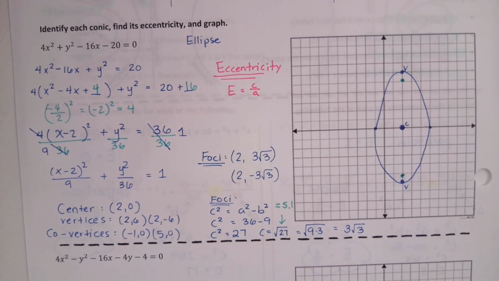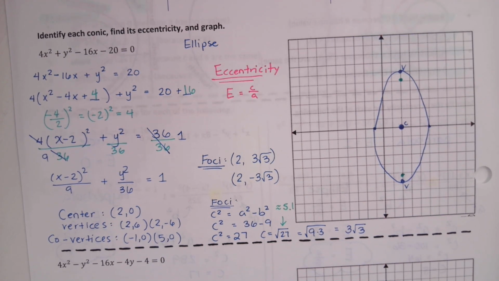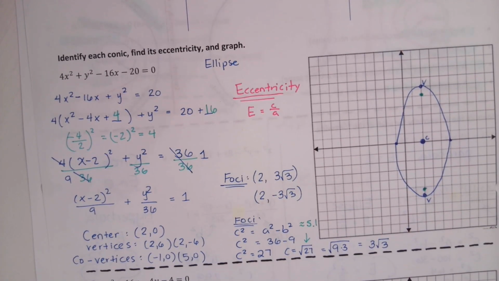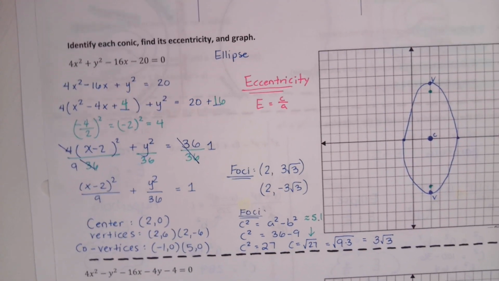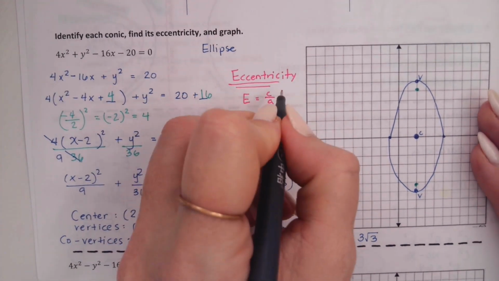Doesn't an ellipse have what? You're right, it's always between 0 and 1 for an ellipse, which means we have to calculate it. What is our c number? We already found it. 3 square root of 3.